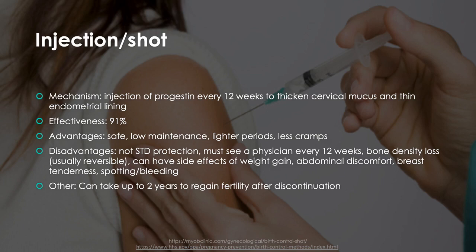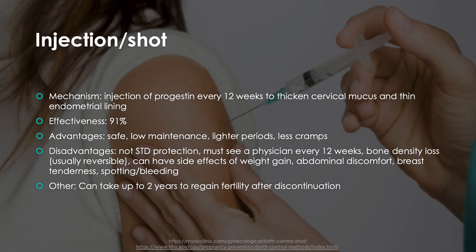A birth control shot is when a patient is injected with progestin every 12 weeks to prevent pregnancy. You may hear this referred to as Depo-Provera or just Depo. It is 91% effective, more so when the shots are given on time. Advantages are that it is safe, fairly low maintenance, as coming into the clinic for shots is only required 4 times per year, private, and can give lighter periods and less cramping.